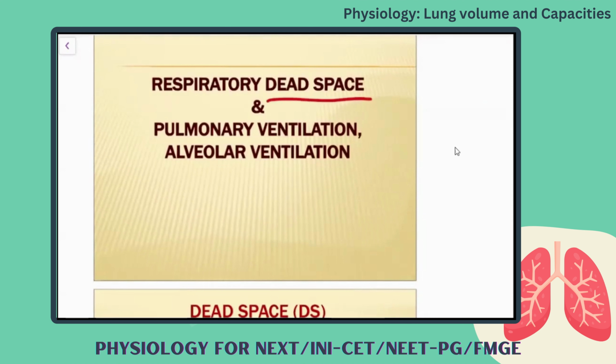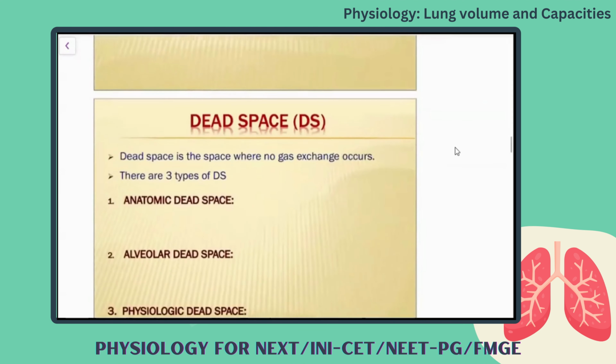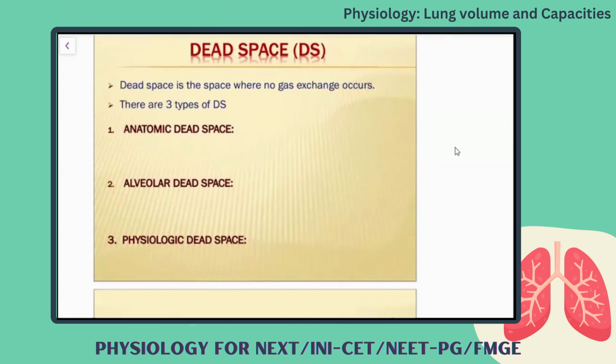So this dead space, you can categorize into anatomical dead space, alveolar dead space and physiological dead space. What is meant by anatomical dead space is that in the respiratory system, we have already seen the tracheobronchial divisions, the conducting zone and the respiratory zone. What is the conducting zone? Where there is no alveoli. Only in the respiratory zone do you have the alveoli.